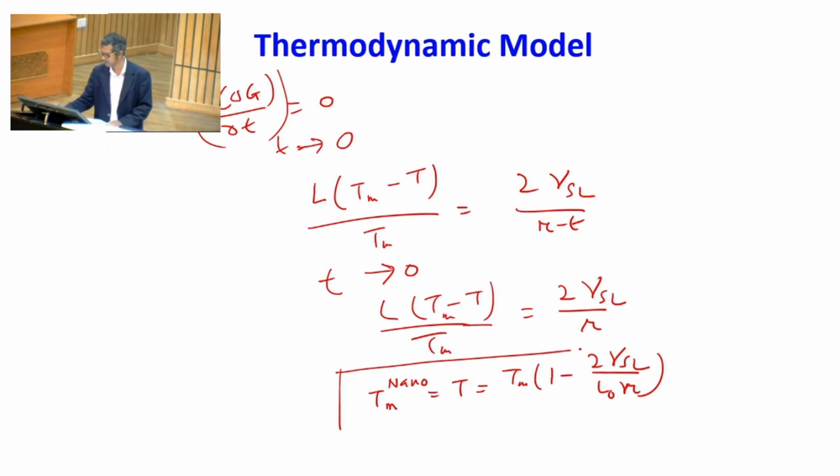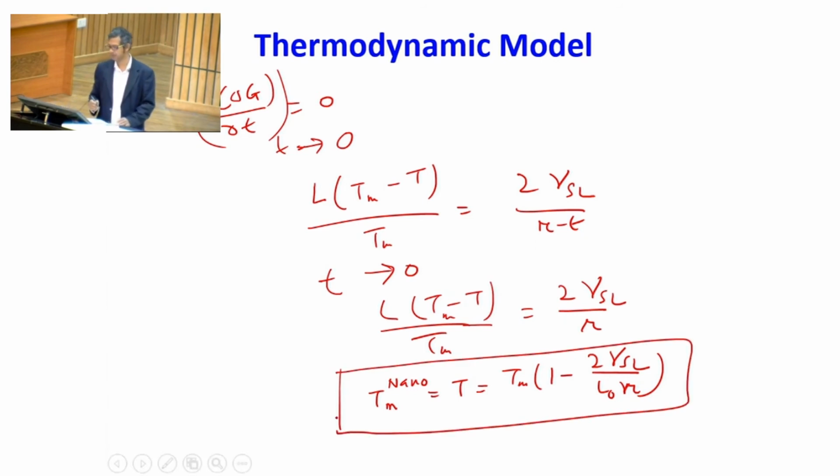So this is the relationship which can be easily obtained by using this model. Therefore, the melting temperature of any nanoparticle is given by this expression. It is getting reduced by a factor 2γSL/(L0·R). As you decrease the particle size, the effect of R becomes stronger. This factor increases substantially, because γSL and L0 for a particular system are constant. Therefore, the factor which plays a role is R, the radius of the particle.